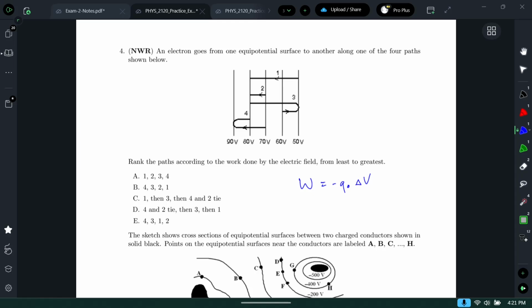So for path 1, this electron is going from 50 volts to 80 volts. Is it going uphill or downhill? Uphill. Is that what it likes to do or not? It wants to do that. Yes. So this is 30 uphill. That would be something that does positive work, speeds it up. So we're comparing not only the change in potential, but also whether it's something that's going to want to speed it up or slow it down.